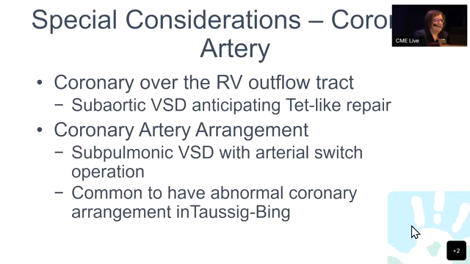So special considerations can be the coronary arteries. Coronary arteries can cross over the right ventricular outflow tract. That's important when we're doing a tetralogy type of repair. In the subpulmonary VSDs that are having an arterial switch, obviously we need to understand the coronary arrangement and what they're like, because that'll be part of the repair. And as we alluded to yesterday, in Taussig-Bing anomalies, the coronary arteries are often not normal at all and don't even align themselves to a typical right and left coronary artery.